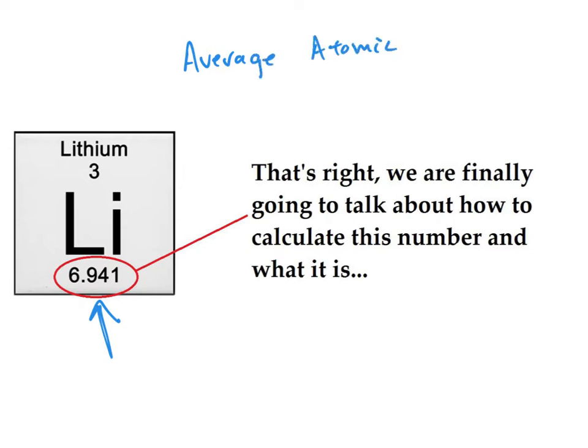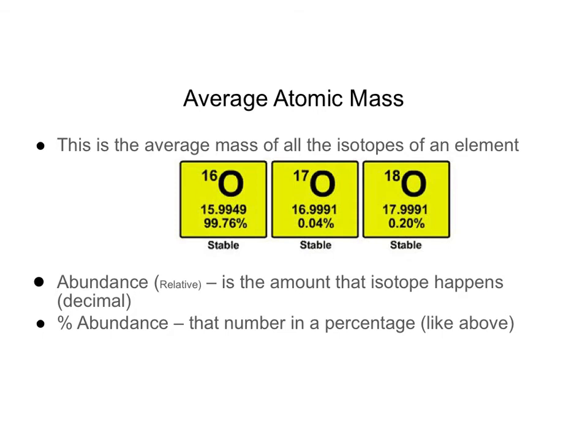And we're going to do a little bit more than just talk about it. You're going to learn how to calculate this number. And before you freak out thinking, oh no, big long math problem, it's really not that bad. As long as you follow the structure that I'm going to show you in this video, you'll do just fine. So what is the average atomic mass? It is the average mass of all the isotopes known for that element.